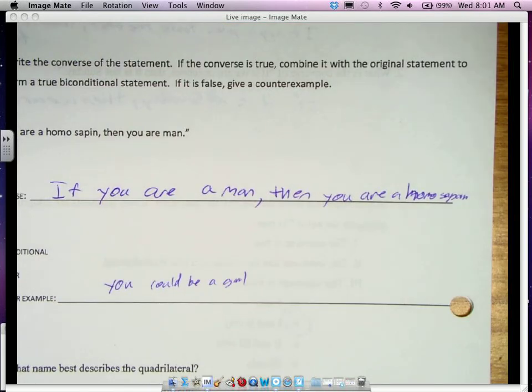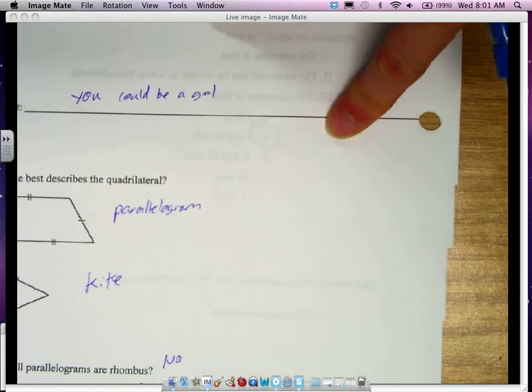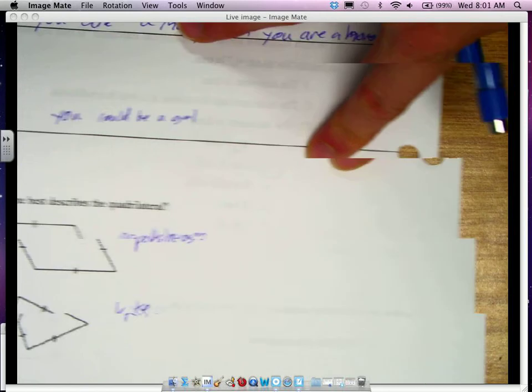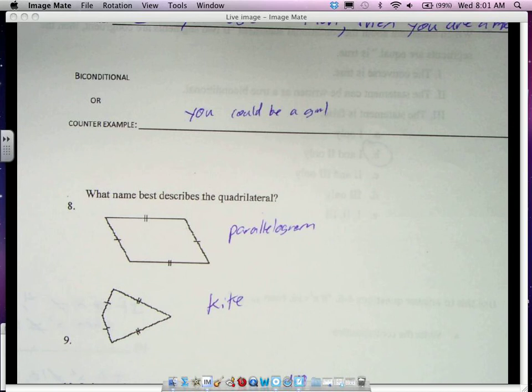And we have the conditional statement, if you are Homo sapien, then you are a man. What's a counter example of it? You could be a girl. So don't make a biconditional statement of that, because you could be a girl. What shape is 8? Nobody knows? I've got the answer on the board. And number 9 is a kite. Good.